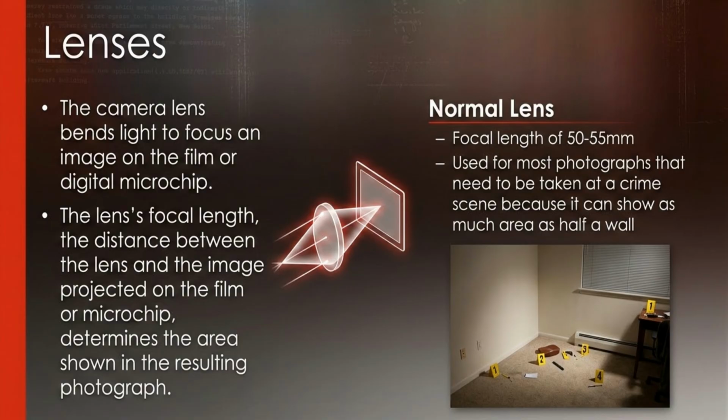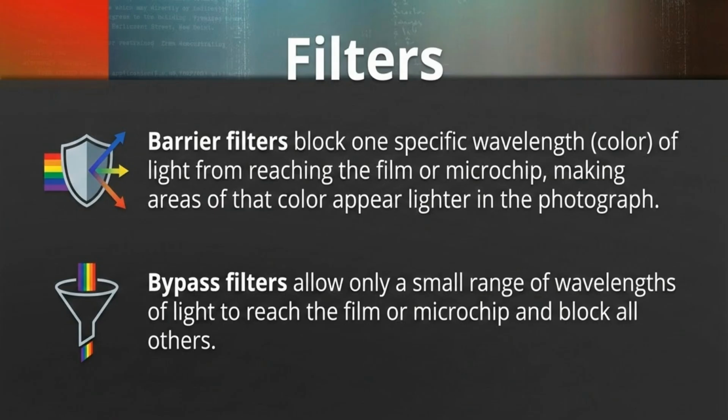Camera lenses focus light onto the film or microchip. The focal length determines the area shown in the photograph. A normal lens has a focal length of 50 to 55 millimeters and is often used at crime scenes as it captures a good amount of area. Filters are used to control the light entering the camera. Barrier filters block a specific wavelength, making that color appear lighter. Bypass filters allow only a small range of wavelengths to pass through, blocking others.